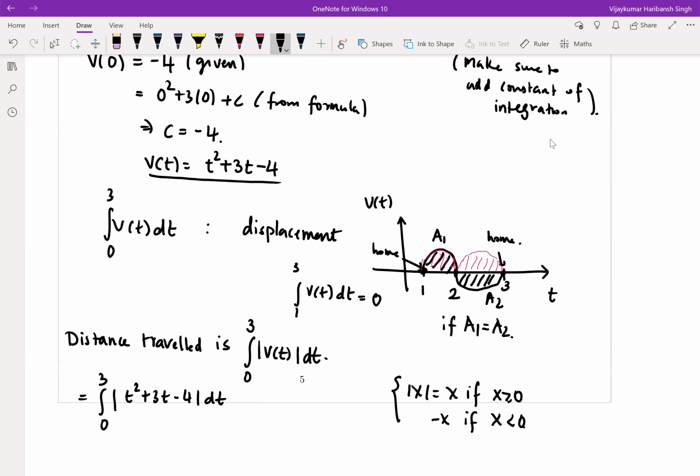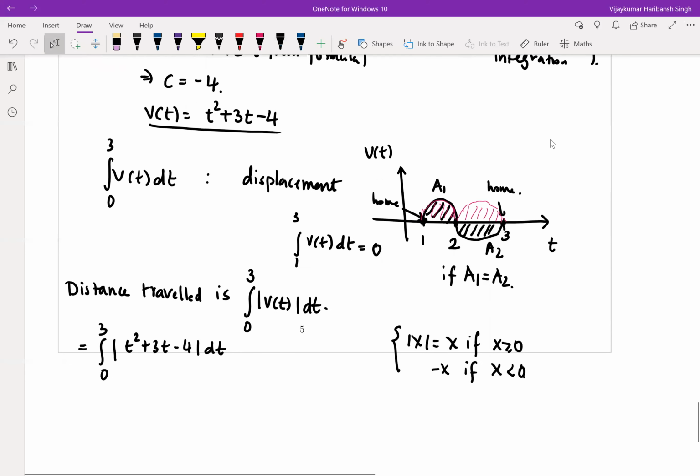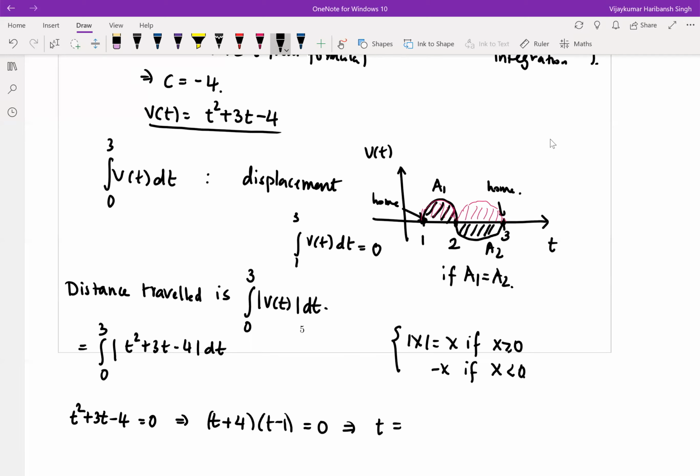And we want to get rid of this absolute value sign. So first determine where it becomes 0. So t square plus 3t minus 4 equals 0 implies t plus 4 times t minus 1 equals 0, which means either t equals 1 or t equals minus 4. Out of that, minus 4 is not in our consideration since it does not belong to 0 to 3, right? We are interested in 0 to 3.